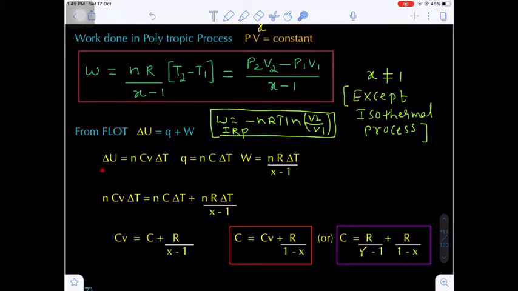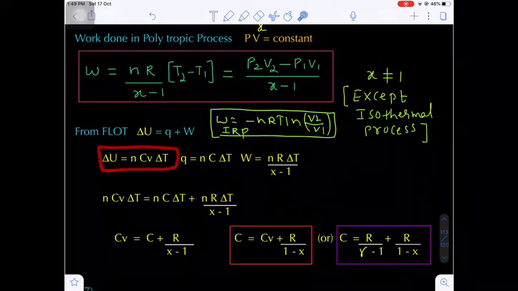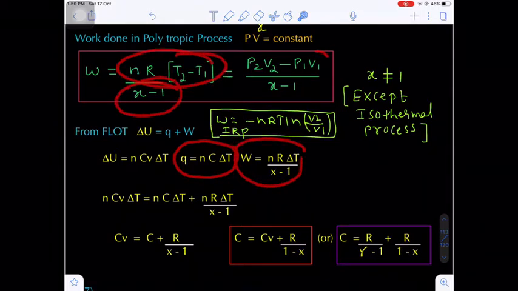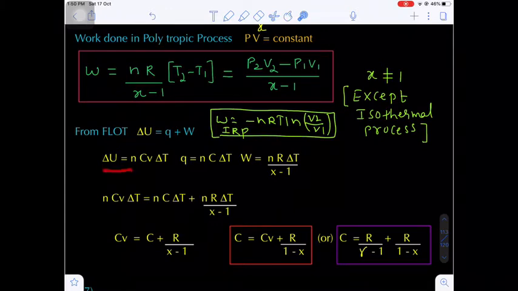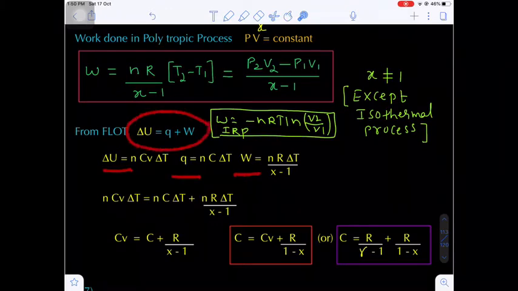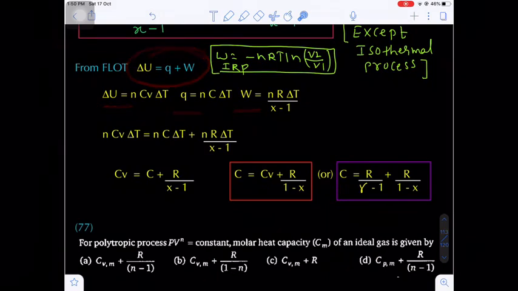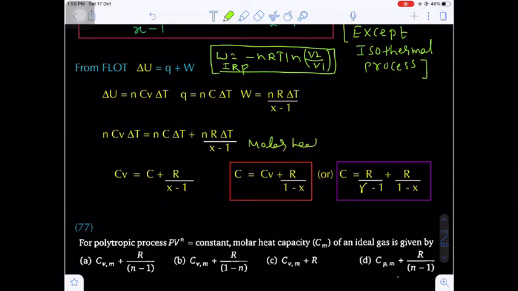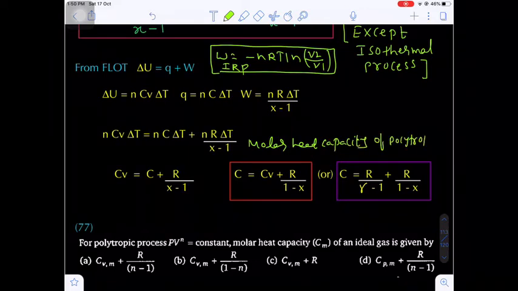Now what will be the del U? nCv dT. And what is the Q? That will be nC dT. And what will be the W? nR delta T upon x minus 1. If you bring the dU, Q and W values into the first law of thermodynamics expression, after simplification you will get the molar heat capacity. What is the C? Once again I am repeating, molar heat capacity of which process? Polytropic process. Are you getting my point?